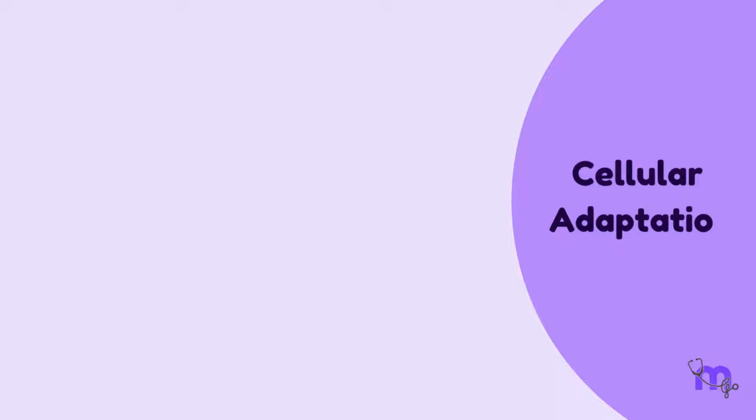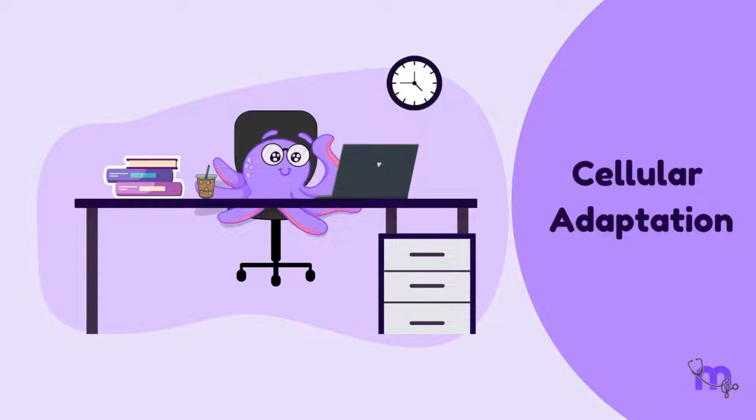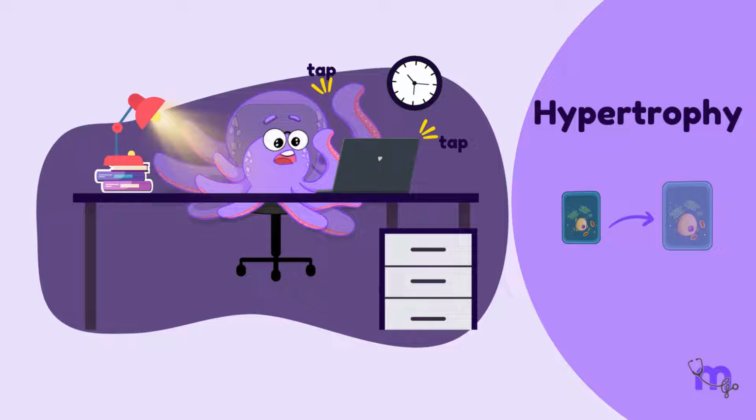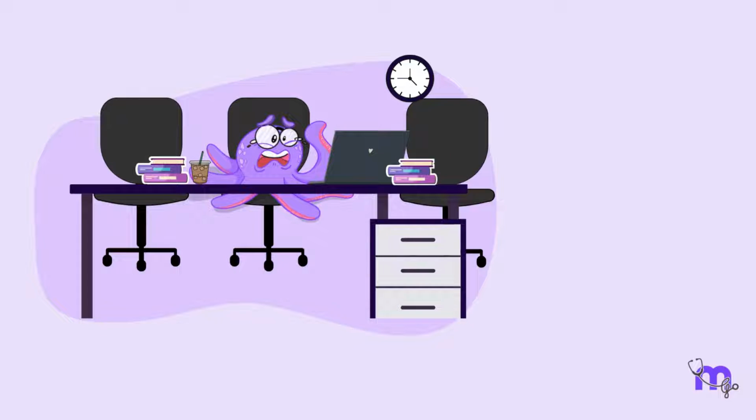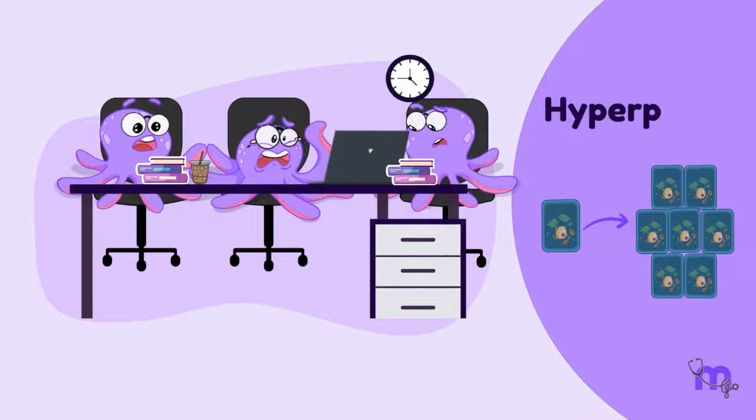Cellular adaptation is like a regular Joe who works a 9 to 5 job at a firm. When he needs more funds, he works overtime to increase output. That is hypertrophy, an increase in cell size. When he's overwhelmed with work, he asks his colleagues to pitch in. That's an increase in number, hyperplasia.